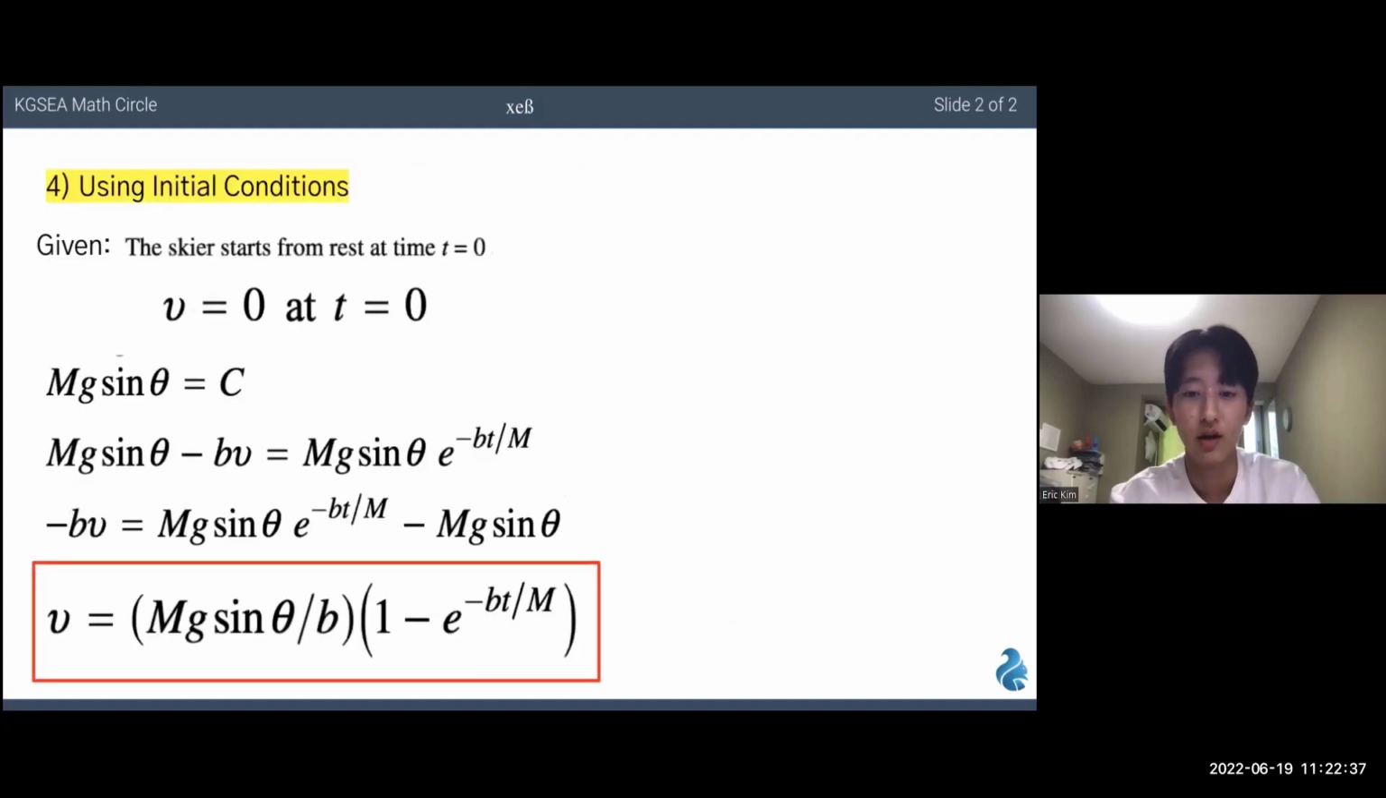However, we do not know the value of c in this equation. Therefore, we need to use the initial conditions given in the problem, which is v equals 0 at t equals 0. Plugging these values in, we can solve for c and get the final equation boxed in red.